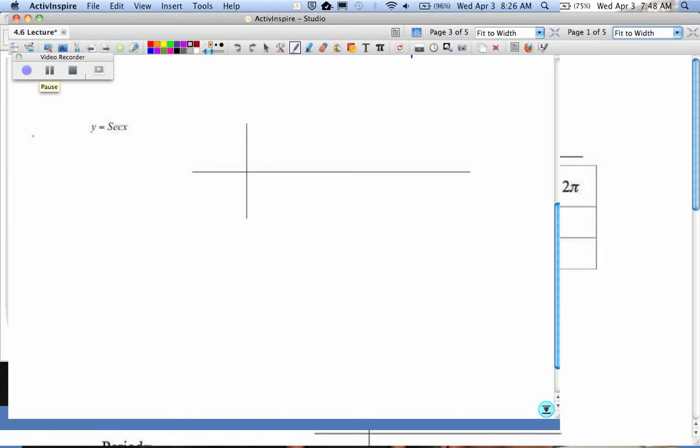Secant, we're going to do a cosine first. So it'll be 0, pi over 2, pi, 3 pi over 2, 2 pi, up to 1, down to -1. Where does cosine want to start? At 0, it'll start up at a maximum, midline, minimum, midline, back to the maximum, and so it looks like this, dotted.